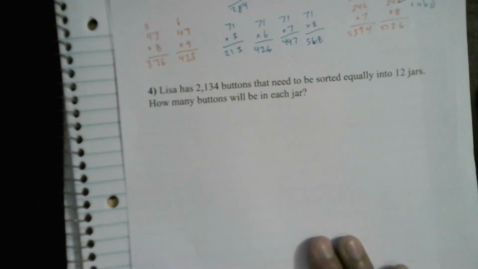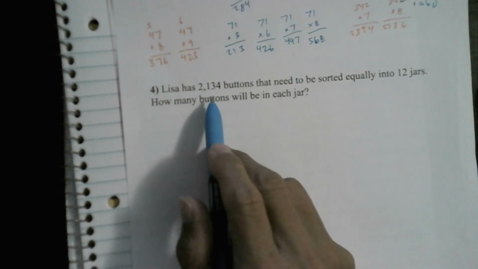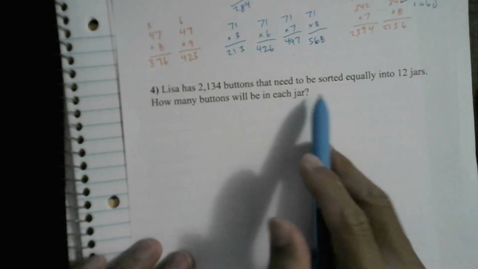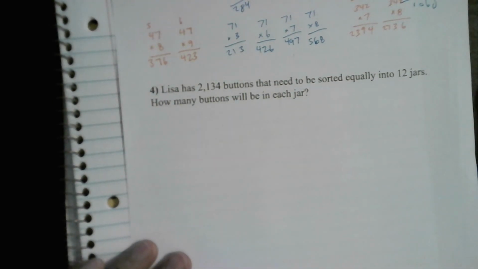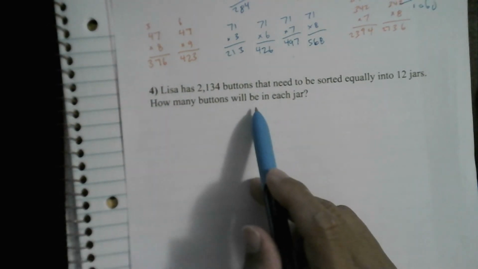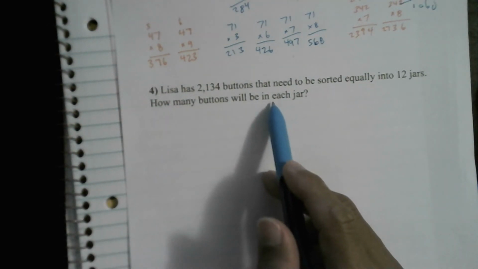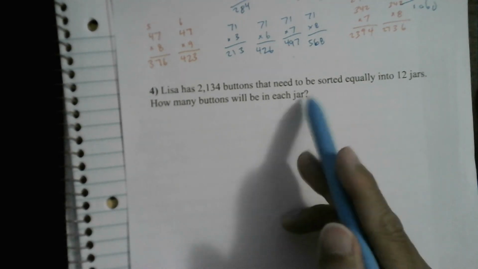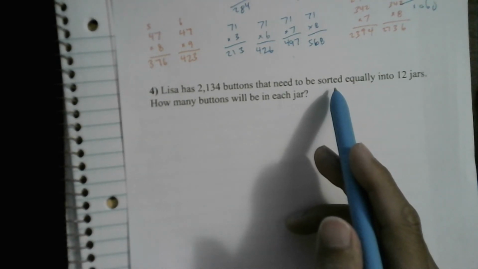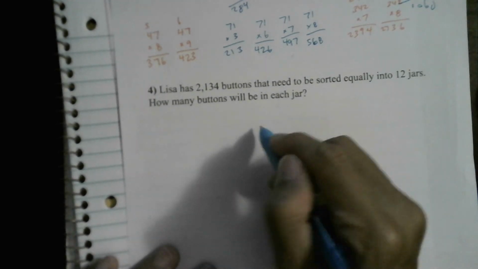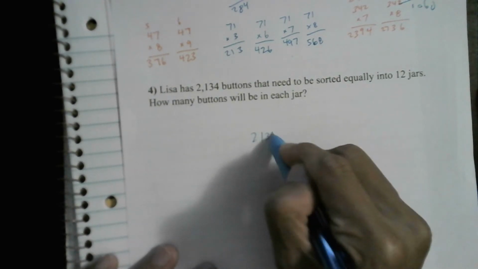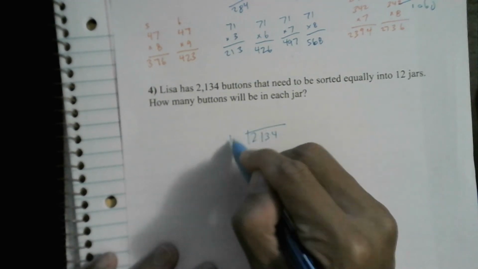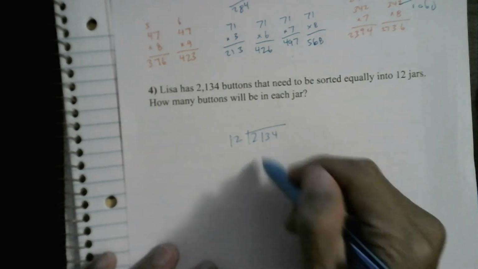That's a lot so far. 12 minutes in. We've got one more. Lisa has 2,134 buttons that need to be sorted equally into 12 jars. How many buttons will be in each jar? Now, if you're sorting things equally into 12 jars, you are going to be using division. So 2,134 buttons sorted equally into 12 jars. You're going to divide. How many times does 12 go into 21?